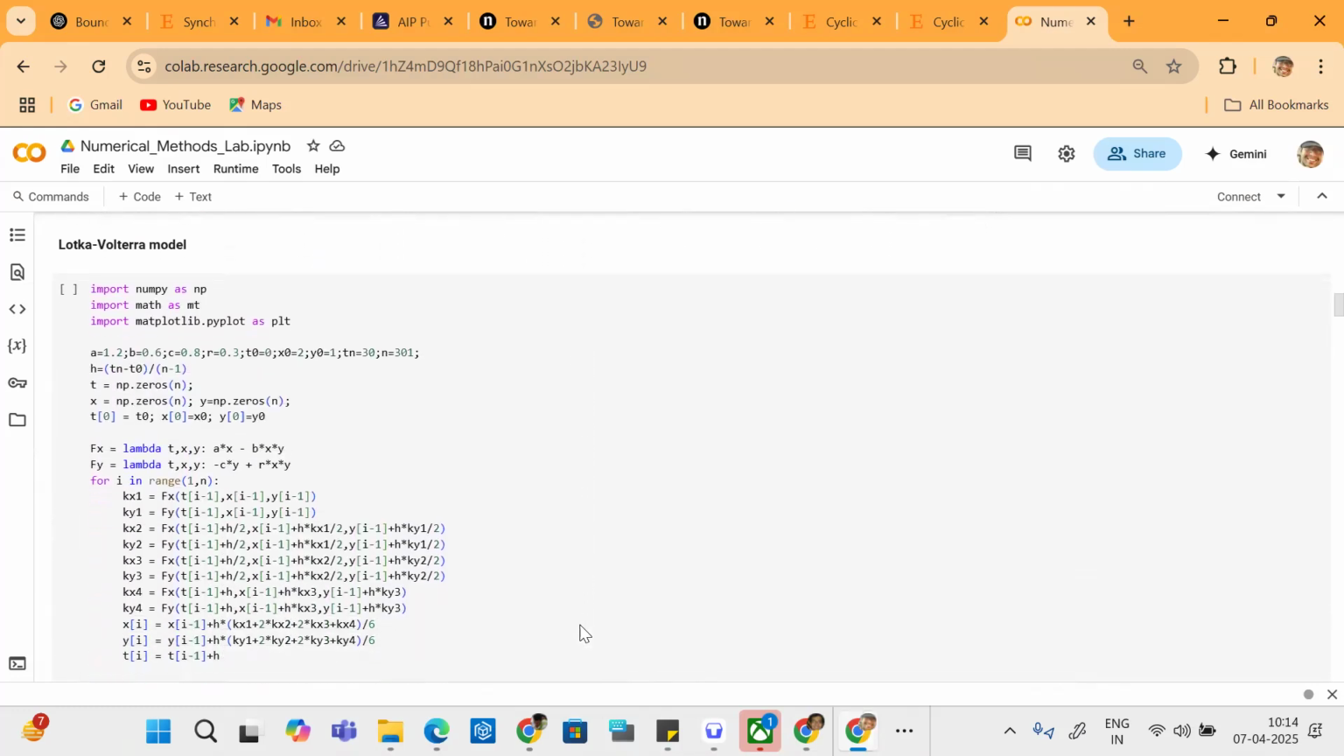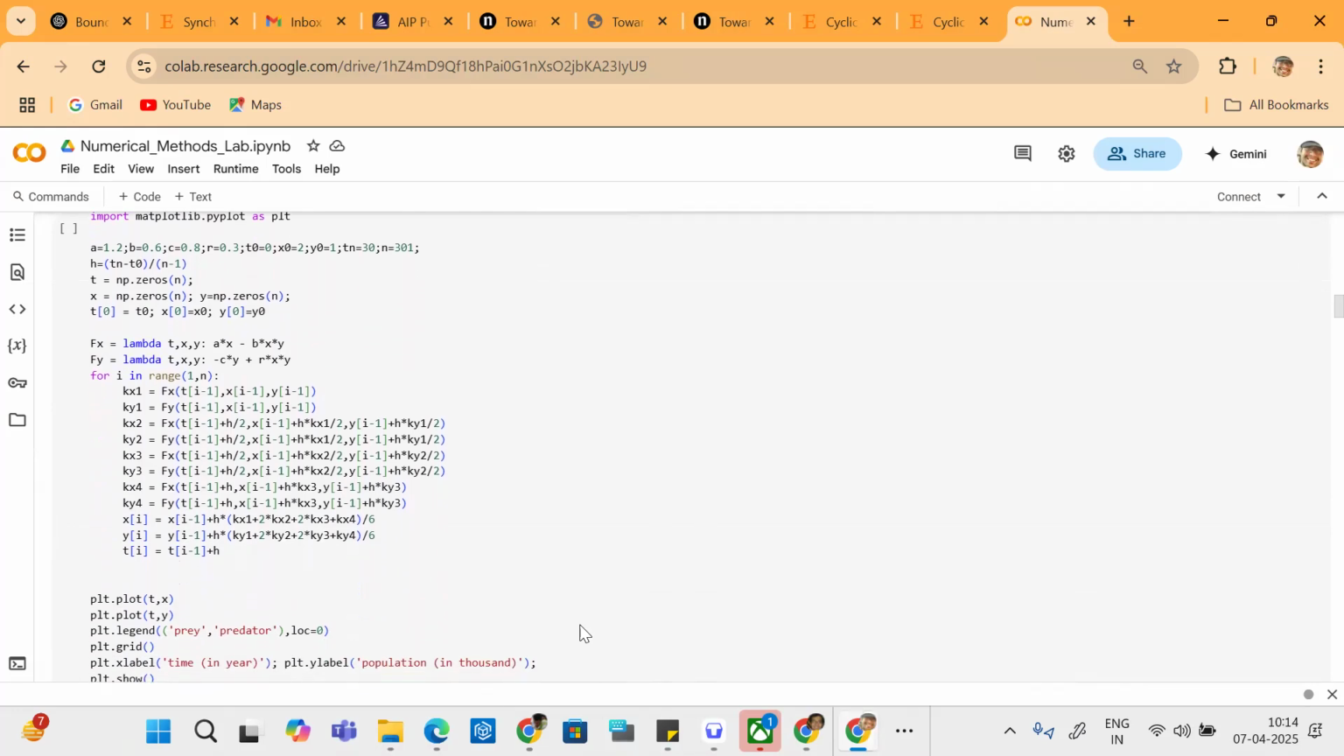Now, as I told you, there are some limitations of this Verhulst model. As I told you, it doesn't take care of the other populations. The scientists Lotka and Volterra modified that model to make it more efficient, and they came up with the Lotka-Volterra model. So how does the Lotka-Volterra model look? It looks like this: dx by dt equals ax minus bxy, and dy by dt equals minus cy plus rxy. So this is the model.